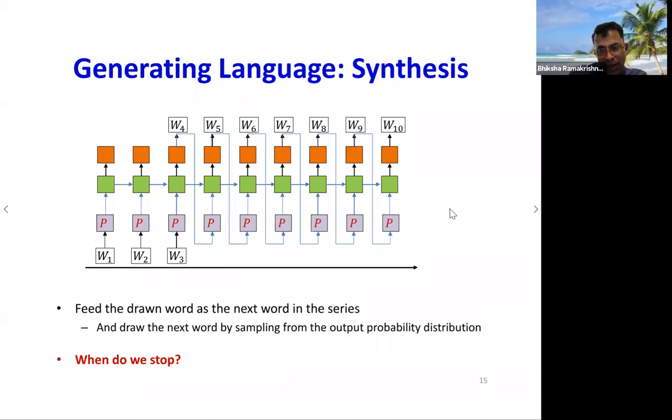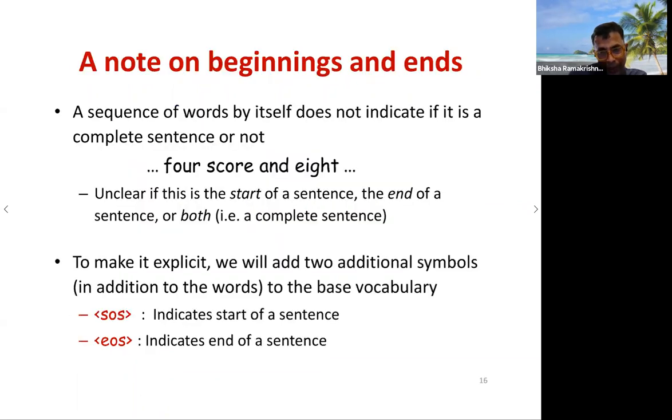When do we stop this generation and decide that the output is complete? Because clearly this process can go on and on, but there has to be a stop. When do we stop it? Just looking at a sequence of words, you cannot know if it is from the start of a sentence, the middle of a sentence, the end of a sentence, or a complete sentence all by itself. Consider the sequence of words, four score and eight. Looking at it, can you say which part of a sentence it is? I could just be saying four score and eight years ago, in which case it is at the start of the sentence. Or I could say the sum is four score and eight, in which case it's going to be the end of a sentence. Or it could just be in the middle of a longer sentence. So we need some way of disambiguating, of knowing where in the sentence this sequence of words occurs.